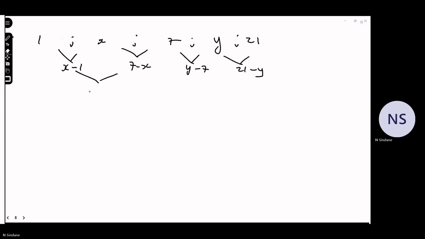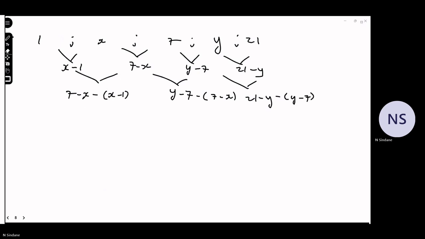And then from there, this and that, I'm going to get 7 minus x minus x minus 1, and then y minus 7 minus 7 minus x, and then lastly this one, I have 21 minus y minus y minus 7. See, making mistakes. So about that. Then let's try to simplify them.